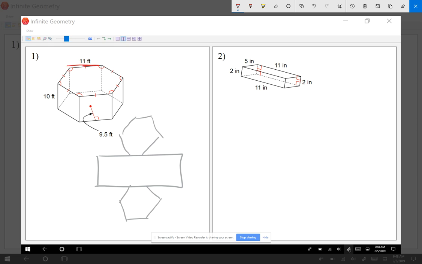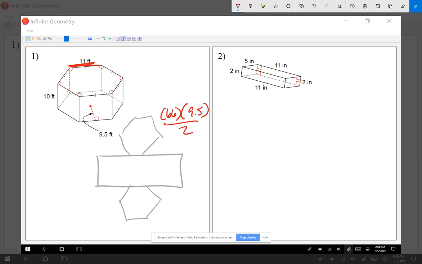I see that each side is 11. There are 6 sides, so the perimeter is 66, right? 11 times 6. That's the perimeter. The apothem we can see is 9.5. You guys can see the apothem is 9.5. And I'm going to divide this by 2. Perimeter times the apothem divided by 2, that's what's going to give me the area of a polygon.